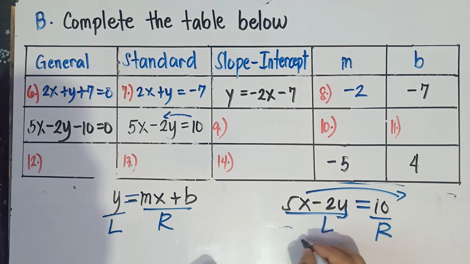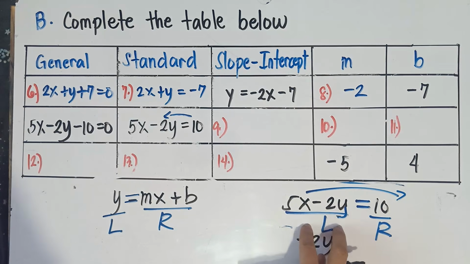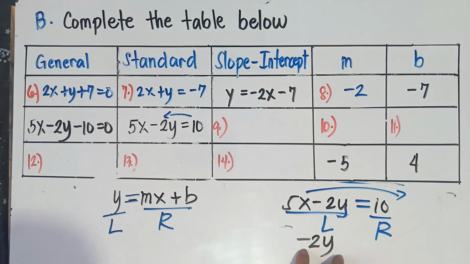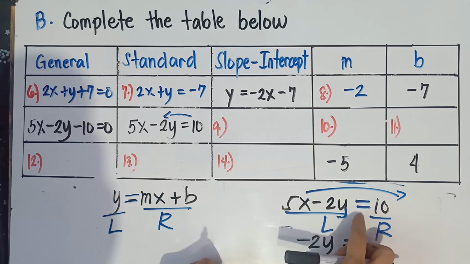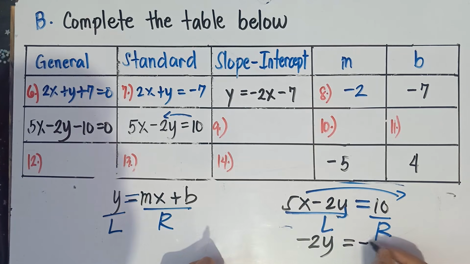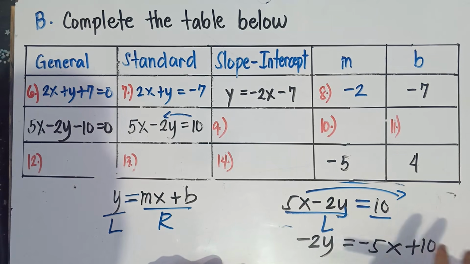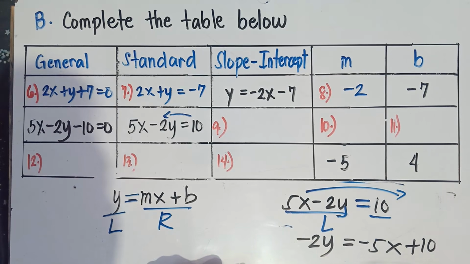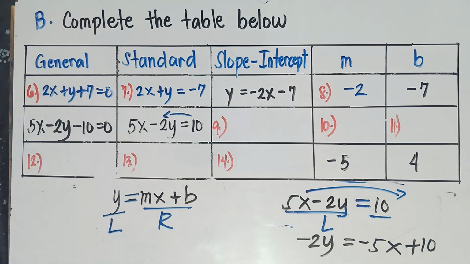So, copy negative 2y. Once again, class, do not change the sign of negative 2y. Why is that, sir? Because negative 2y is already on the left side. So, no need to change the sign, class. So, copy negative 2y. Copy equal sign. We transpose 5x from left to right. This is positive 5x. Once you transfer from this equal sign, you change the sign. It will become negative 5x. And then copy positive 10. Once again, class, do not change the sign of positive 10 because 10 is already on the right side. We only change the sign, class, of 5x because we transpose 5x from left to right.